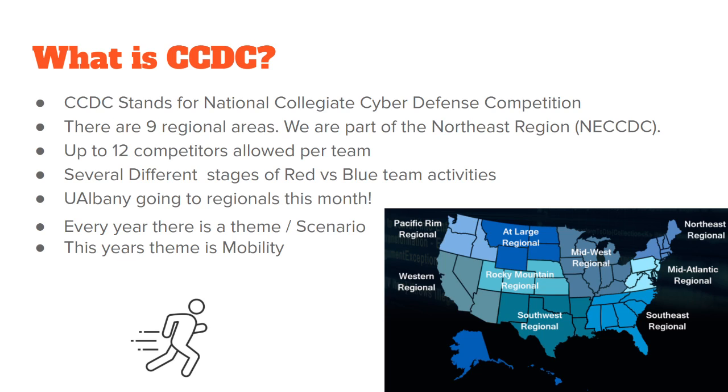Different stages of red versus blue team competition, such as qualifiers, regionals, and then to nationals. Only a few teams from each stage of the competition make it to the next. So by the end, it's usually 1 or 2 teams from each region against all the other 1 or 2 teams from each region. And UAlbany is actually going to regionals this month. Yay! So I think on the 19th, 2 weeks from today, actually.